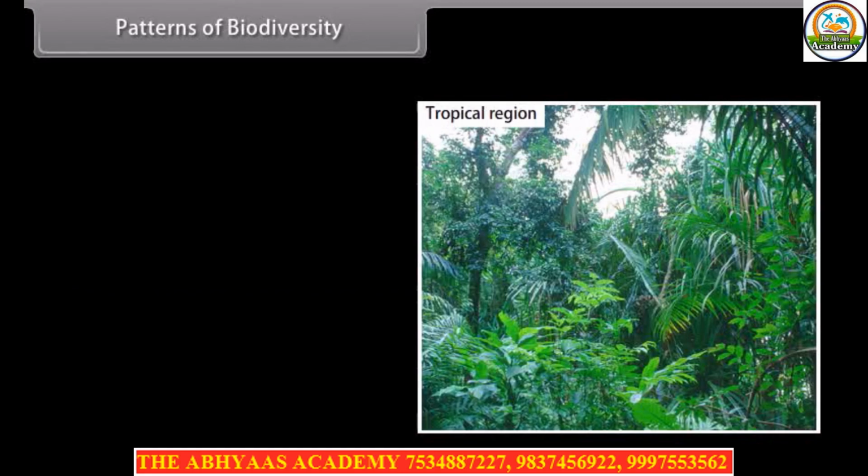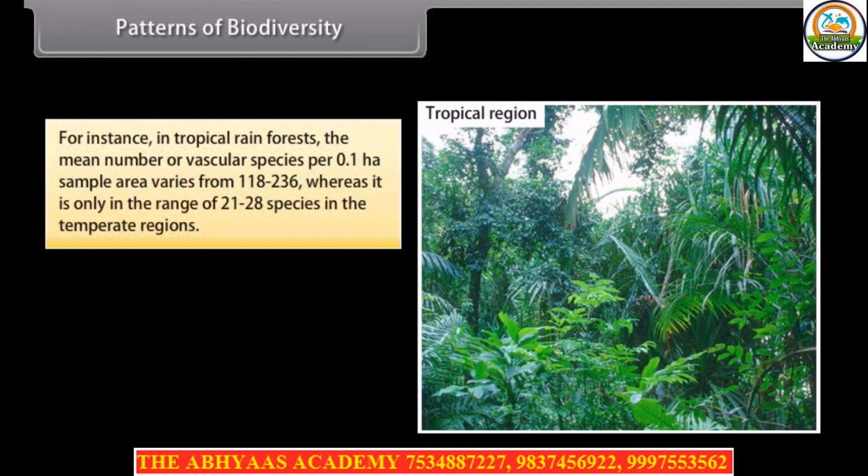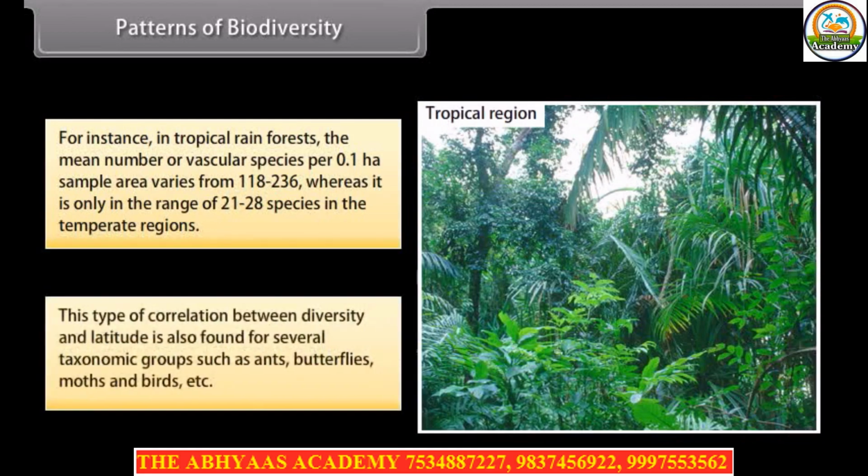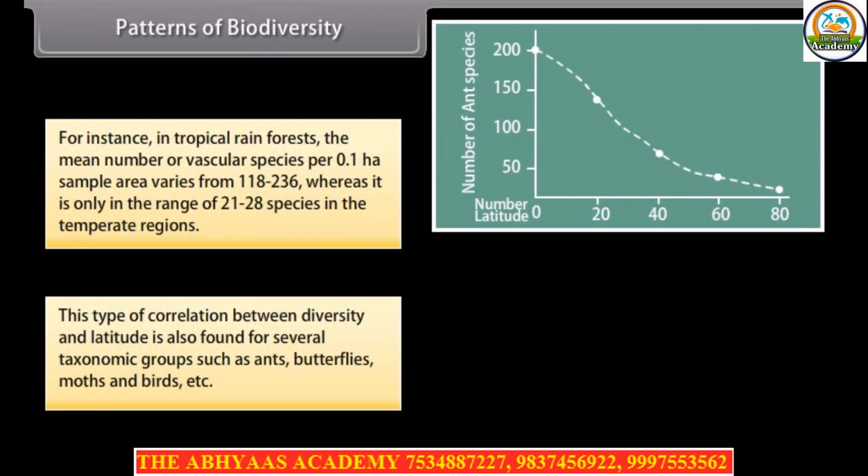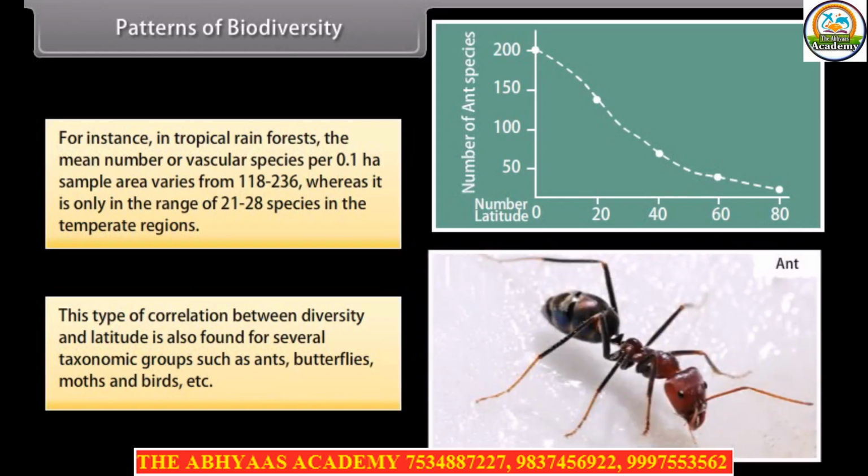biodiversity. For instance, in tropical rainforests, the mean number of vascular species per 0.1 hectare sample area varies from 118 to 236, whereas it is only in the range of 21 to 28 species in the temperate regions. This type of correlation between diversity and latitude is also found for several taxonomic groups such as ants, butterflies, moths and birds, etc.